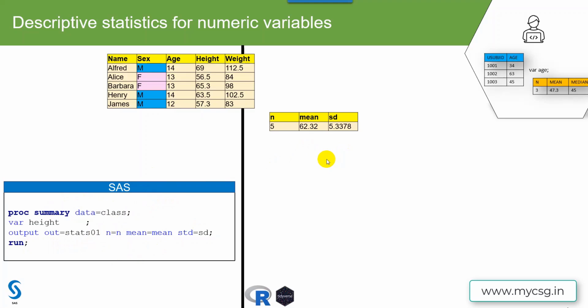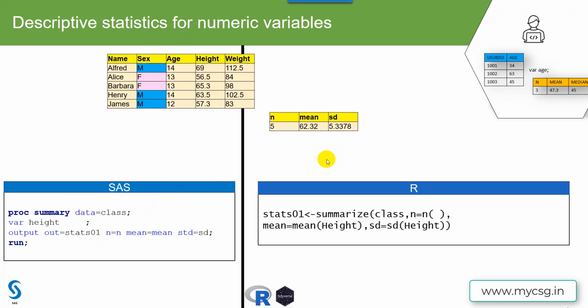So how do we do it in R? In R tidyverse package, we have something called the summarize function. As with the other functions in the tidyverse package, we need to specify the name of the input dataset as the first argument to this function. So here our input dataset is class, so we are specifying that here, followed by the keywords for statistic and the names of the variables that have to be used to store the statistics.